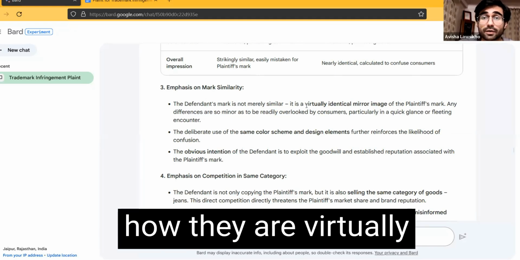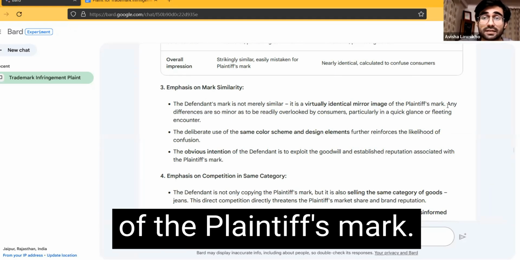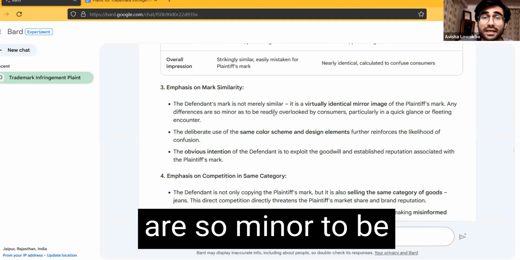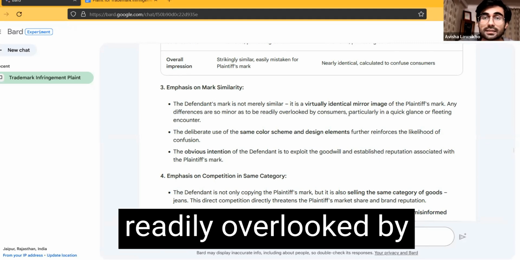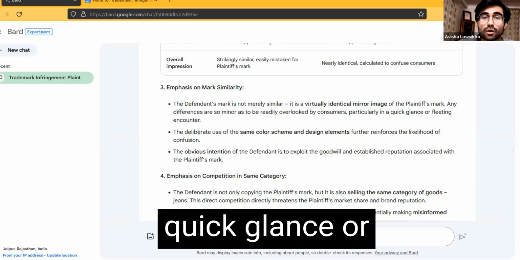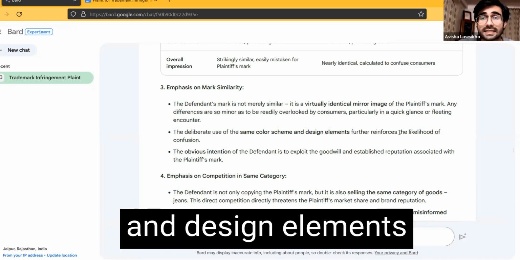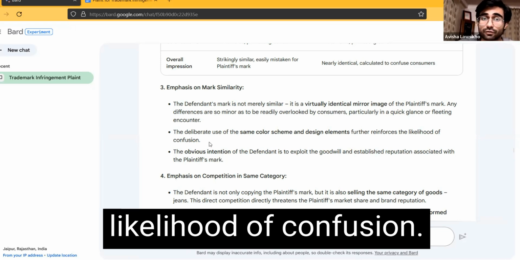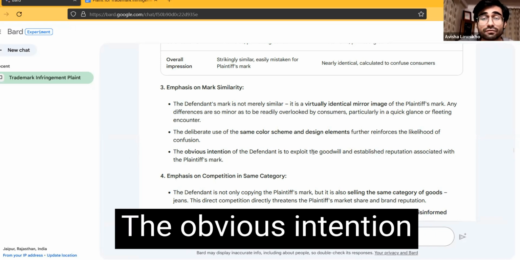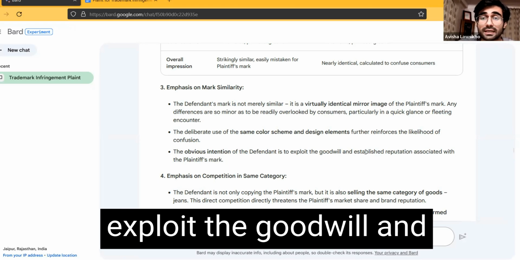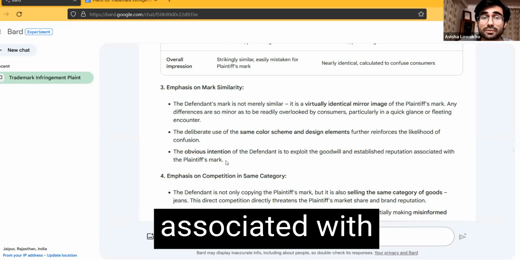It has talked about how they are virtually identical mirror image of the plaintiff's mark. Any differences are so minor to be readily overlooked by consumers, particularly on a quick glance or fleeting encounter. The deliberate use of the same color scheme and design elements further reinforces the likelihood of confusion. The obvious intention of the defendant is to exploit the goodwill and established reputation associated with the plaintiff's mark.